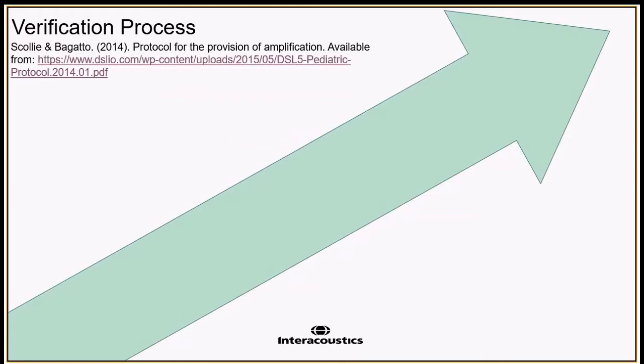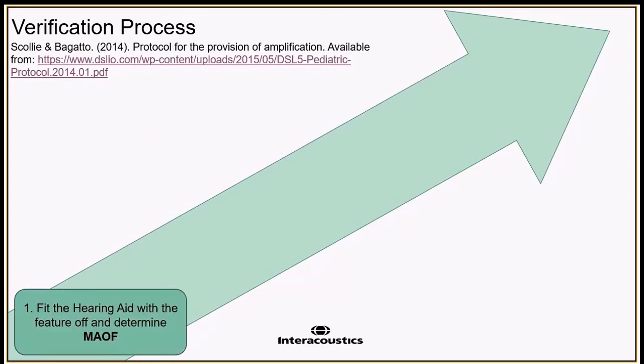So first of all, I've got this process here, which has come from the DSL v5 from the University of Western Ontario, and that's where I'm explaining this process from. You can access this as well quite easily from their website, which is up here. Basically, what they say, first of all, is fit the hearing aid with the feature off to firstly determine that we're getting a good match to target, and then we're going to find this MAOF value.